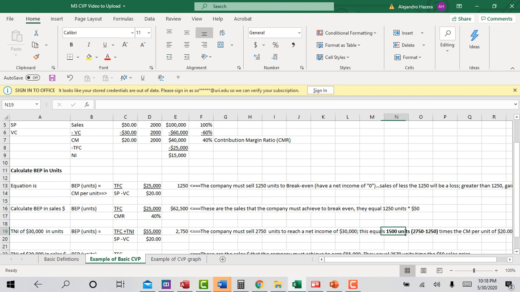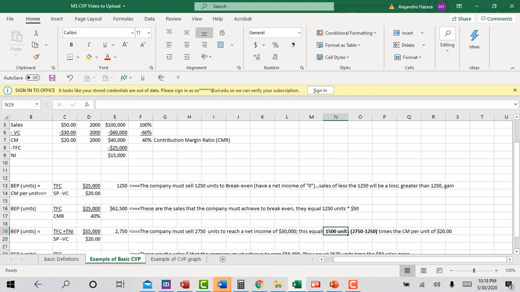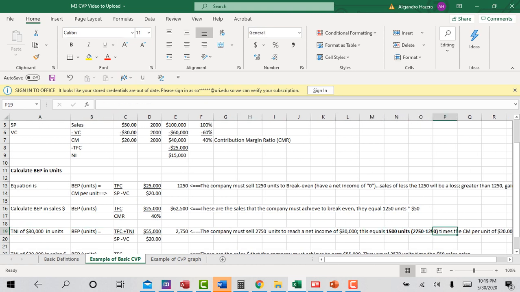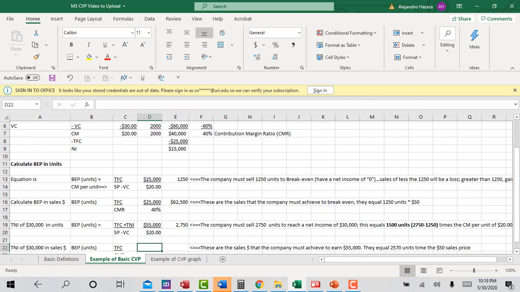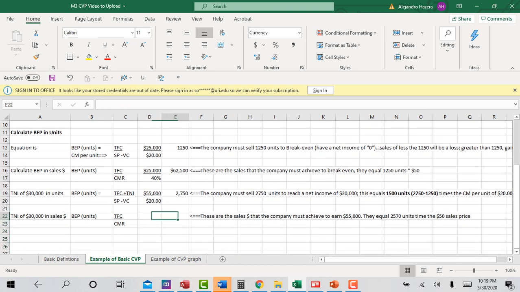So that also equals the 1,500 units past the break-even point, which will give you that net income. Up to the break-even point of 1,250, you break even. If you want $30,000 of income, then you've got to sell an extra 1,500 units at $20 per unit contribution margin to have that extra income. Now finally, I'm going to change this equation a little bit.